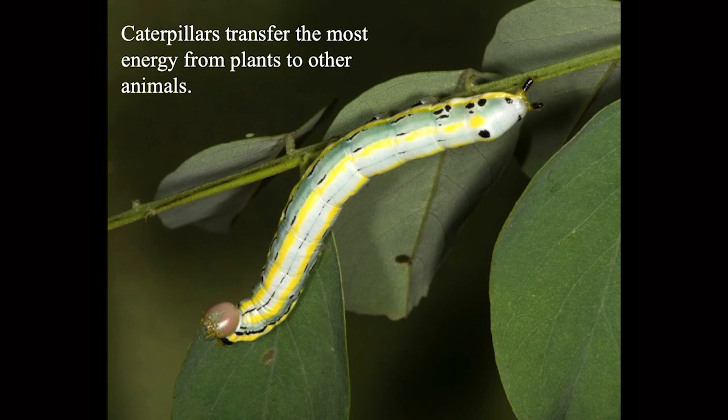All right, let's talk about caterpillars. Let's talk about those insects that are transferring most of the energy from plants to vertebrates above them in higher trophic levels. Most animals don't eat plants directly. They eat something that ate a plant, and most of that something is caterpillars.